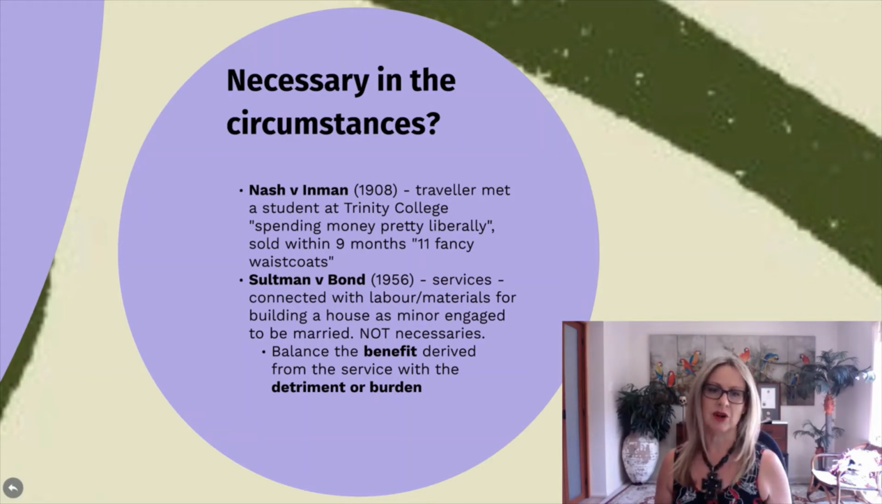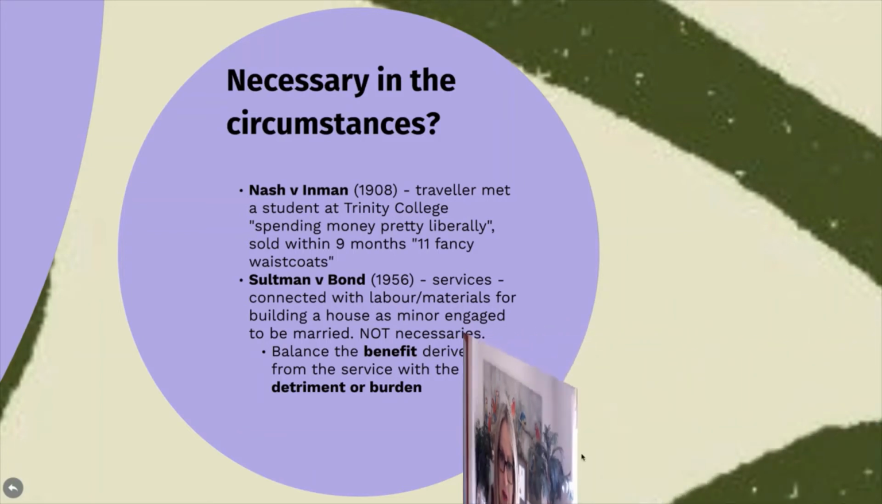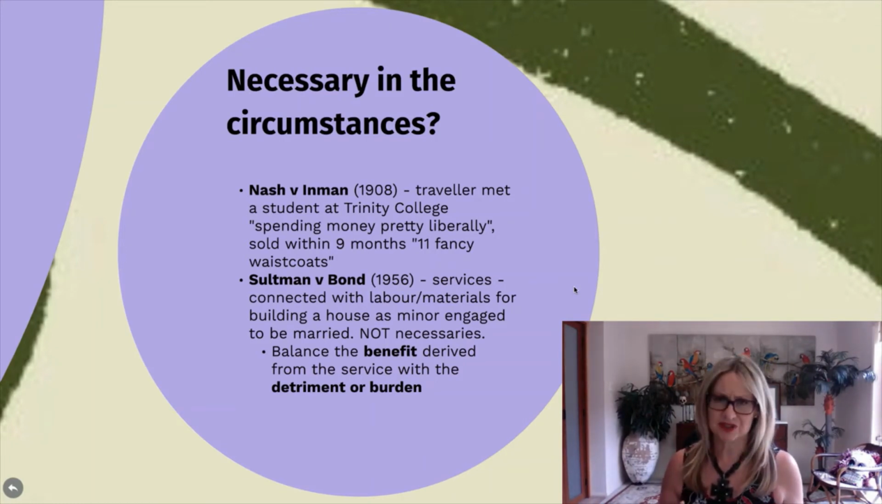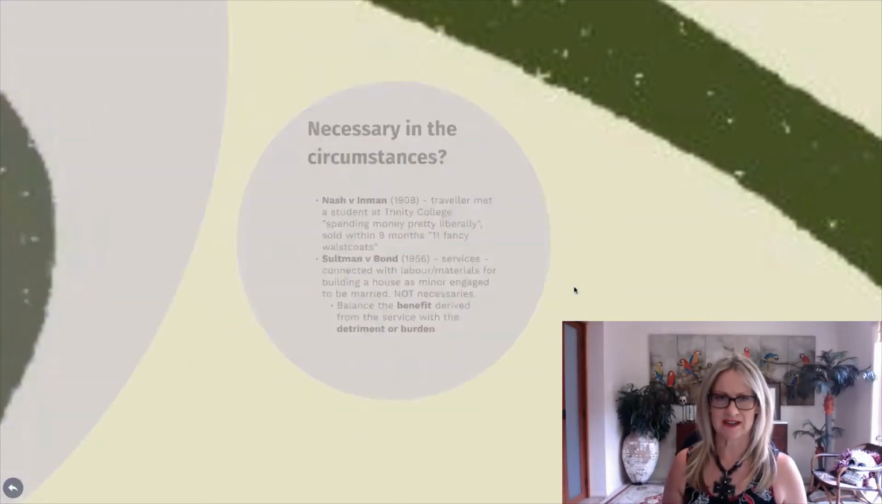And the court said, no, sorry, the benefit here was not necessary for this particular plaintiff. So that's contracts for goods and services that fall into this category of being necessaries and satisfy the two-pronged test.